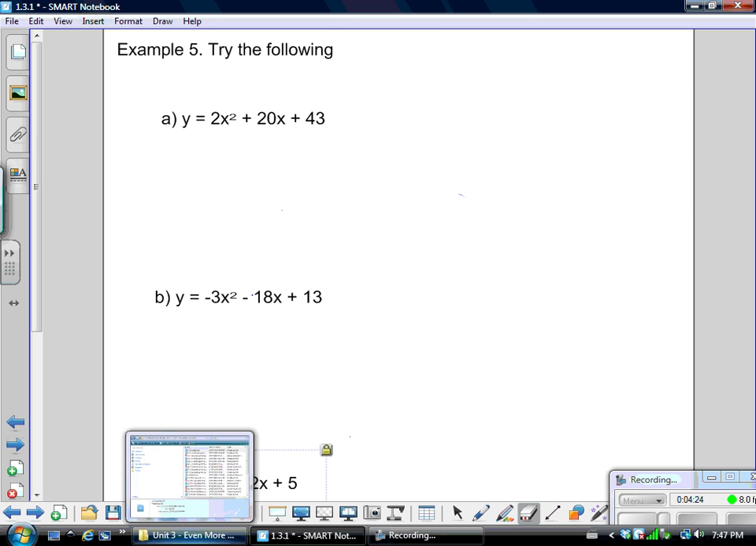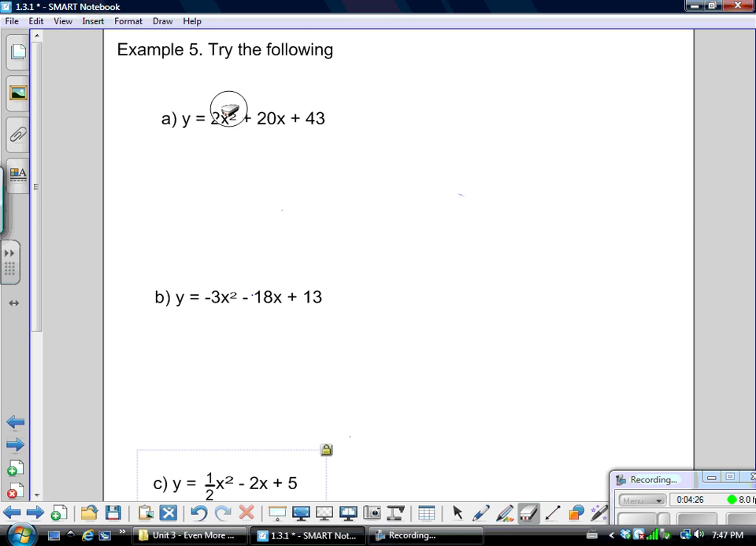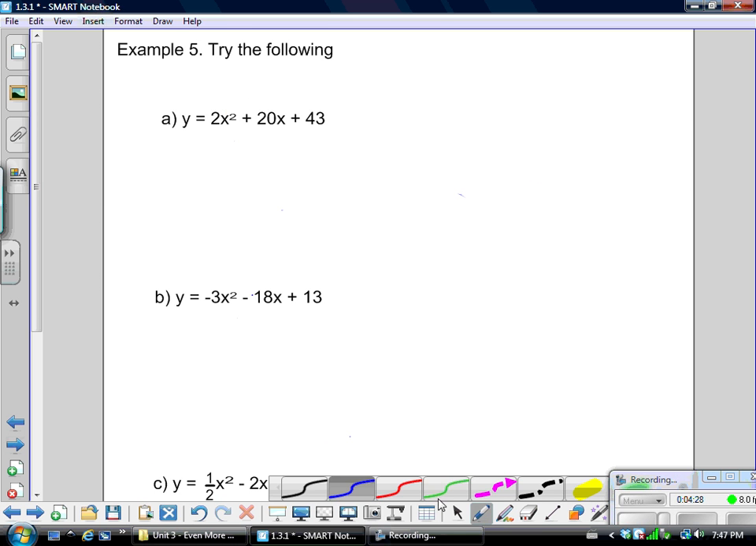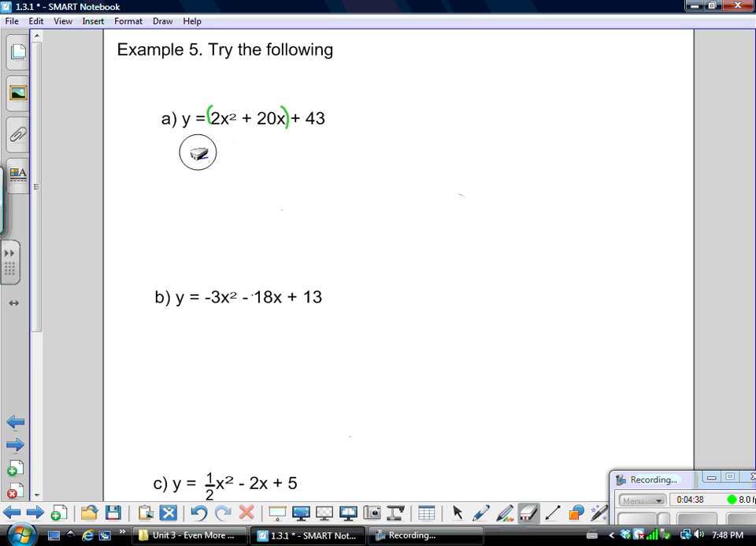Okay, the next one. So the first thing I need to do is I need to put brackets around the x squared term and the x term. I need to factor out the 2. So when I factor out the 2, what I'm left with, in the green bracket, is an x squared plus a 10x. Close my bracket.